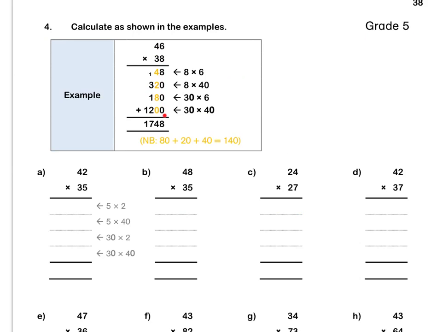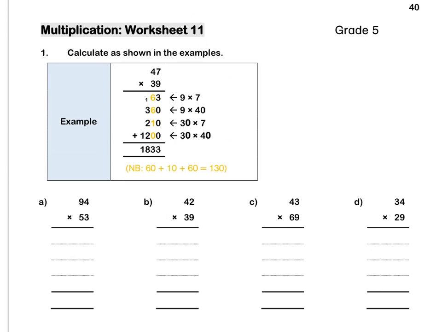Then we have 8 units. 8 plus 2 is 10 plus 4. So we have 14 tens, or 140. Then we add up our hundreds, and we have 7 hundreds and 1,000. Pause this video to complete question 4.